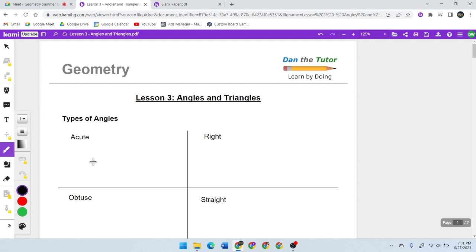The first kind of angle we can have is acute. An acute angle looks like this. Basically what that means is, for an acute angle, you have an angle less than 90 degrees.